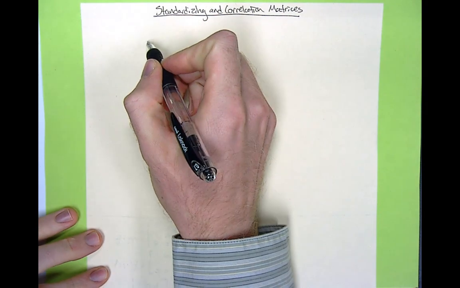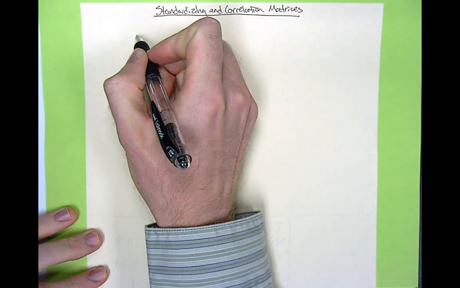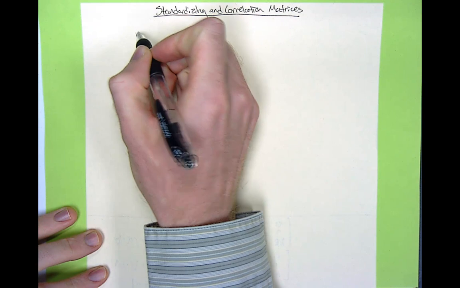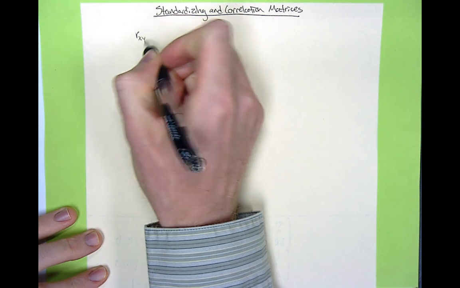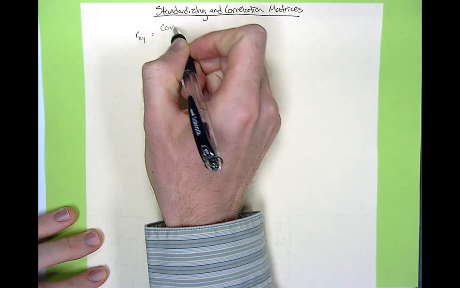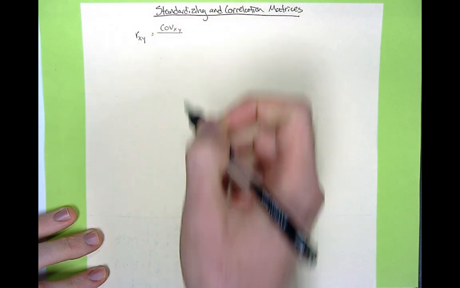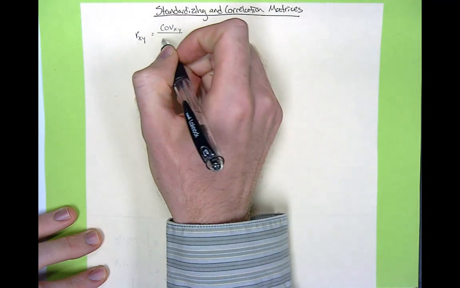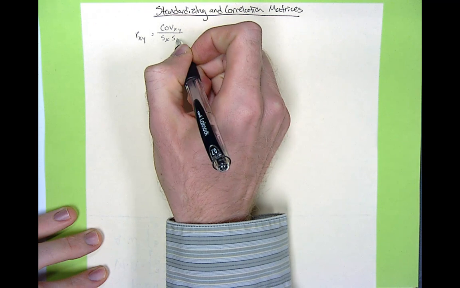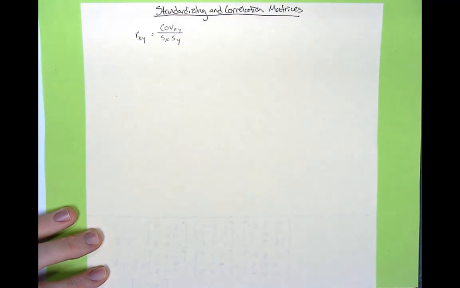So the Pearson correlation coefficient, marked by R, is the covariance divided by the standard deviation of x and the standard deviation of y.